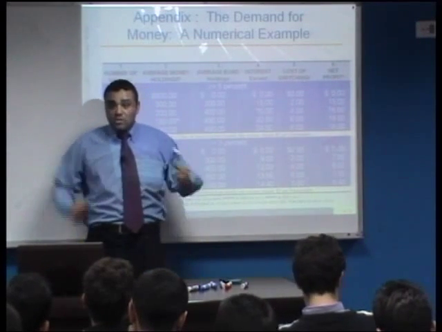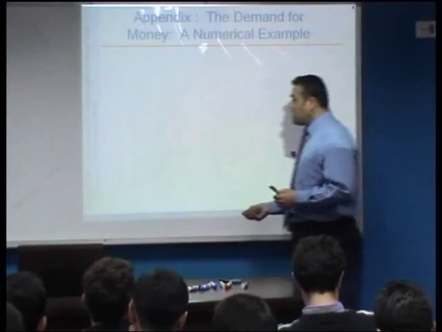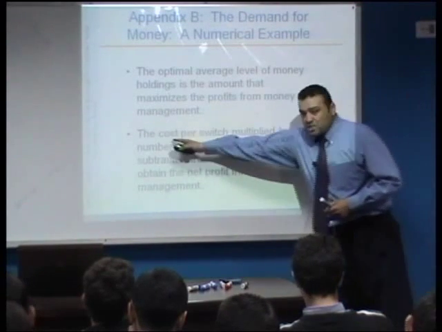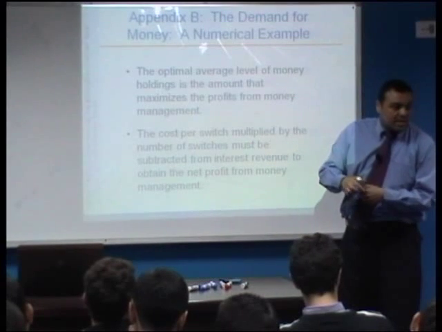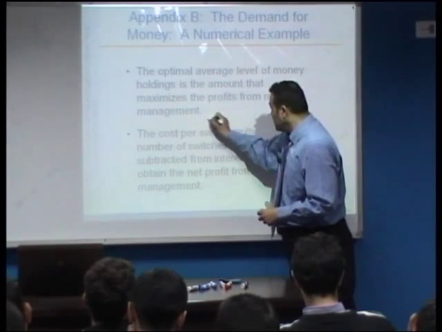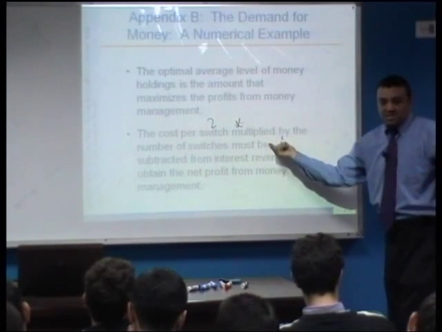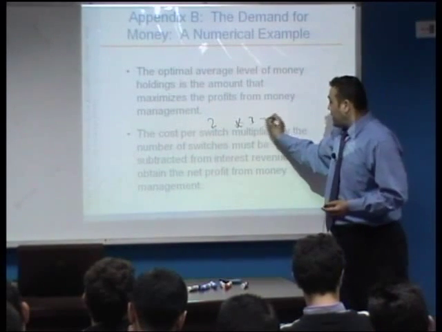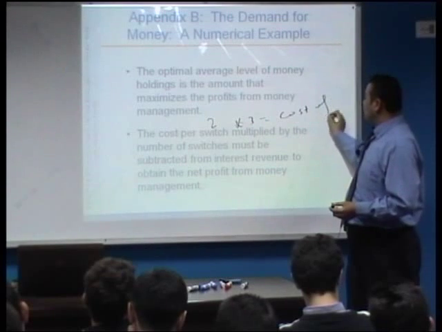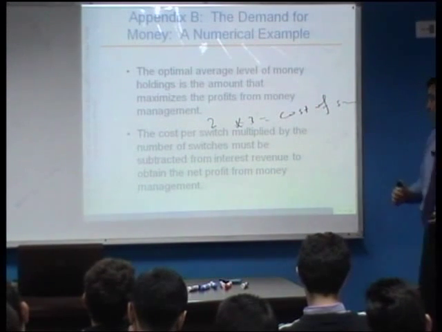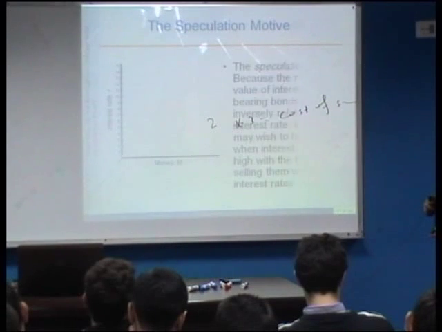That's it. So the cost per switch, as you see, which is $2 in our example, multiplied by the number of switches. Suppose it was 3. هذا إيش؟ The cost of switching. بس. مظبوط؟ طيب.